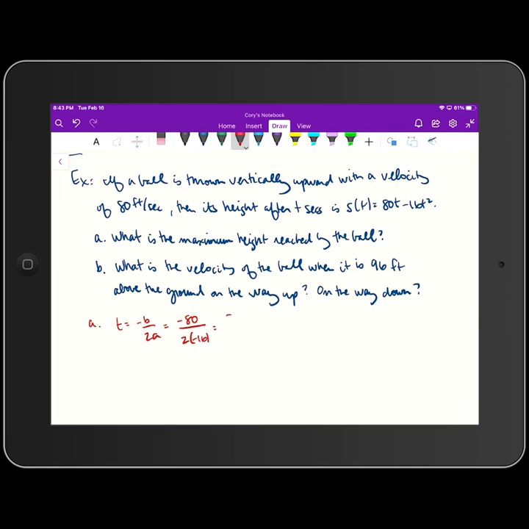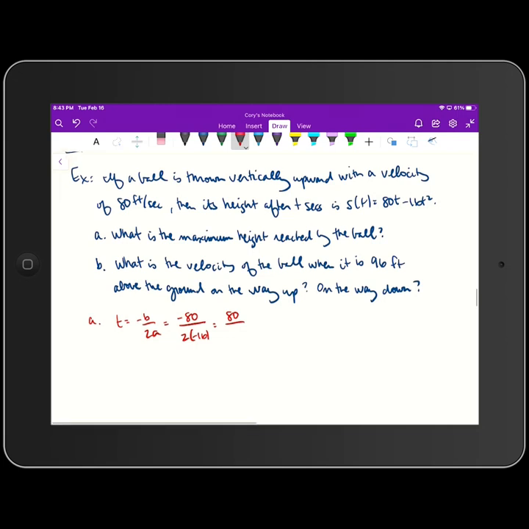Since both the numerator and denominator are negative, eliminating those negative factors makes them both positive. So that's 80 over 32. Both 80 and 32 are divisible by 16. 16 goes into 80 5 times, and 16 goes into 32 twice. So the time that the ball reaches its maximum height is at 5/2.